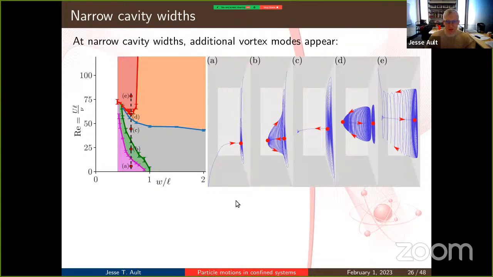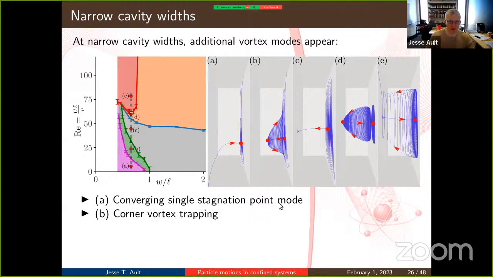So at narrow cavity widths, the flow gets even more complicated. And there are actually 5 different modes that we've identified. And you can see those here. We're calling these type A, that's the purple, this converging single stagnation point mode. So here the flow actually comes down to the center plane stagnation point, then spirals outwards, then flows towards the outlet. In the green region, we have what we're calling corner vortex trapping, which is a little bit unique because the stability and the sense of orientation is opposite from the typical vortex breakdown you observe.